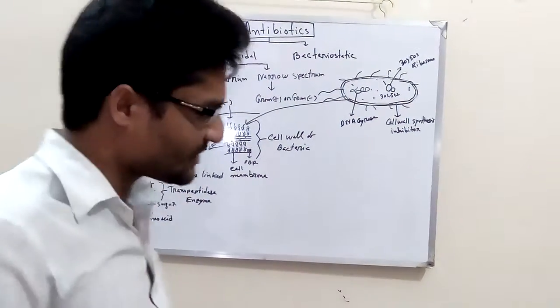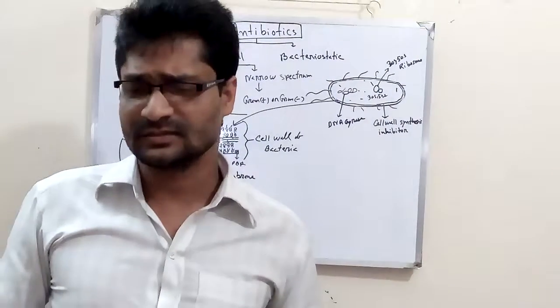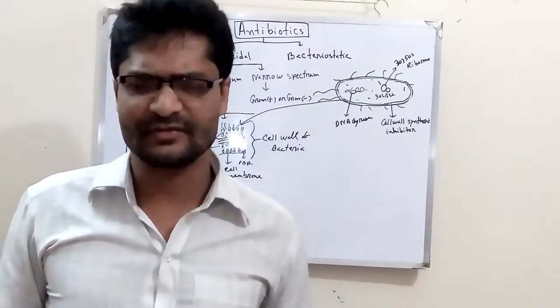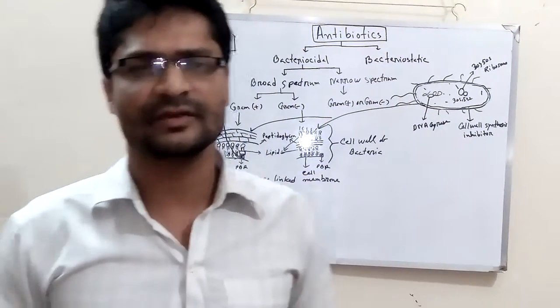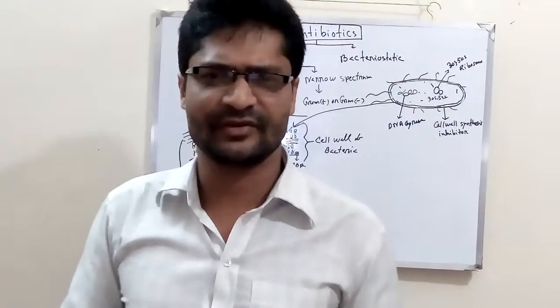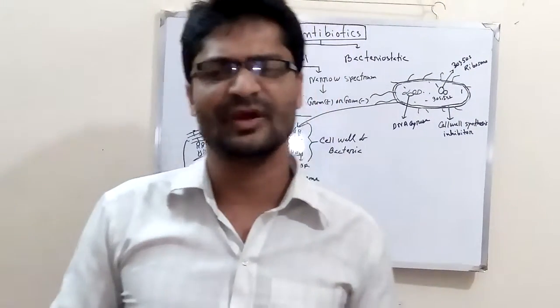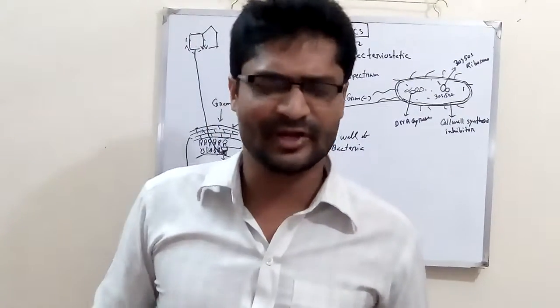The beta lactam antibiotics are penicillin, cephalosporin, and carbapenem. Penicillins are like flucloxacillin and amoxicillin. Cephalosporins are like first generation cephradin, second generation cephalexin, third generation cefixime or ceftriaxone, and fourth generation cefepime. The carbapenems are imipenem and meropenem.